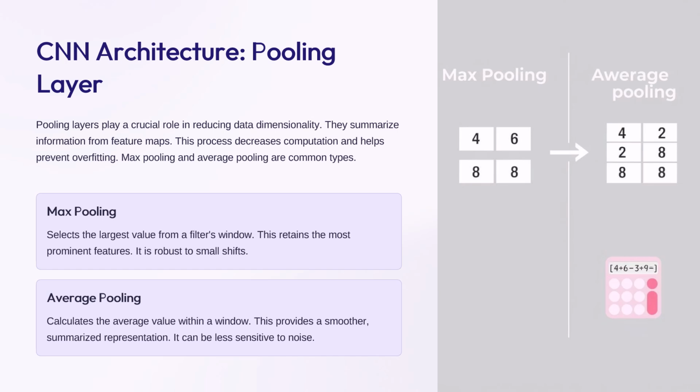But between max pooling and average pooling, there is a little bit of difference. First of all, we are going to see max pooling. It selects the largest value from a filter window. This retains the most prominent features. It is robust to small shifts. And average pooling calculates the average value within a window. This provides a smoother summarized representation. It can be less sensitive to noise.